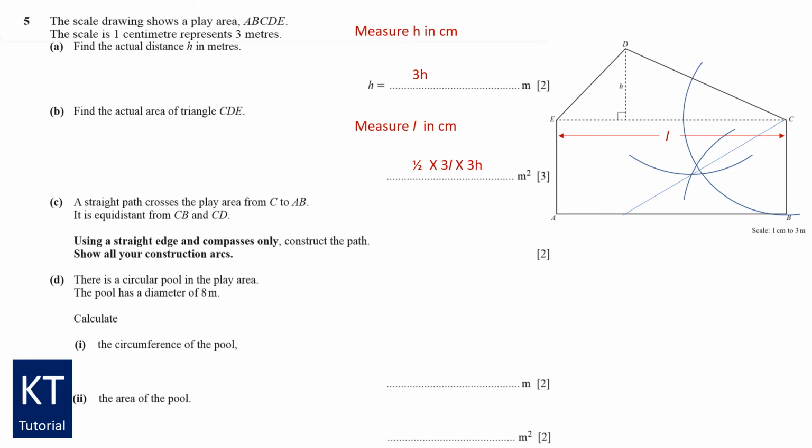Next, there is a circular pool in the play area. The pool has a diameter of 8 meters. Calculate the circumference of the pool. Here you apply the 2 pi r formula for circumference. Next, find the area of the pool. Here we apply the formula pi r squared.